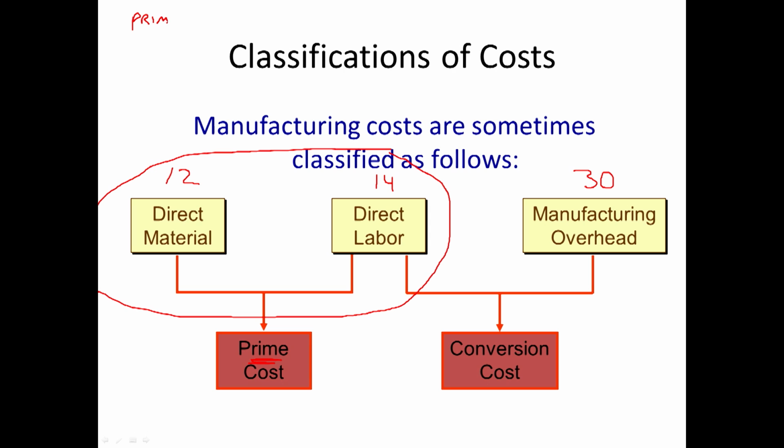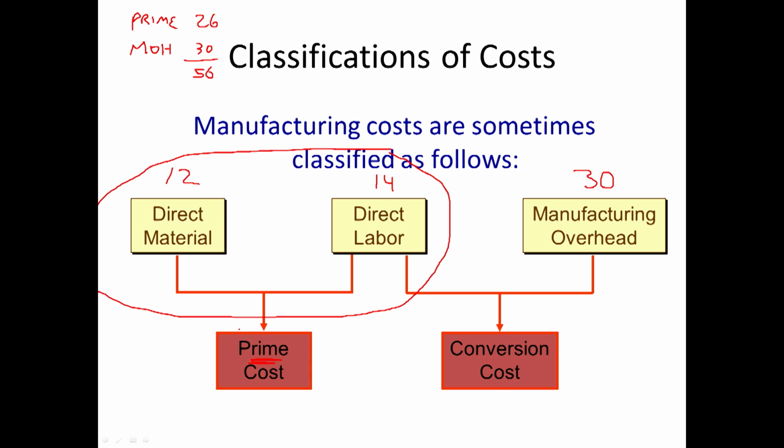26. Our prime would be 26, and then we would say MOH is what, 30? And they would do everything in this way. And they classify these together sometimes because they're both direct. Okay? So some companies do it that way.